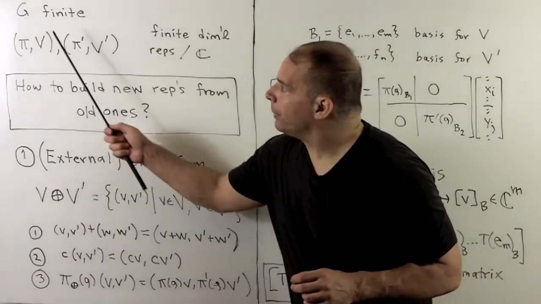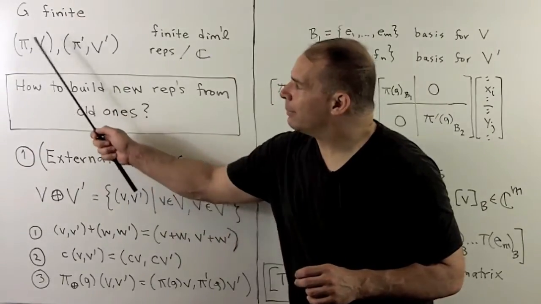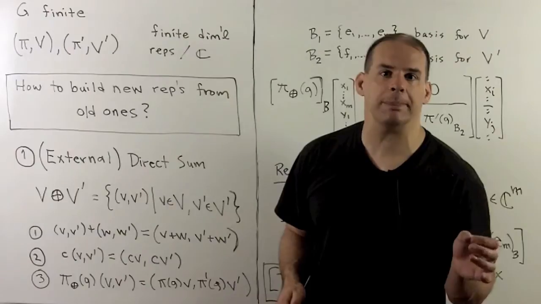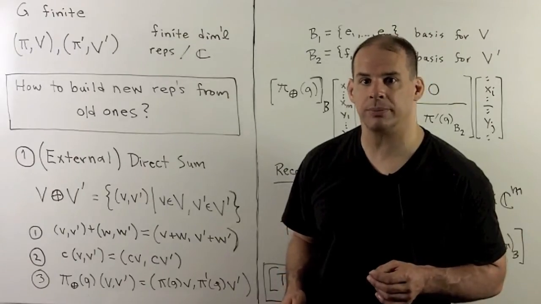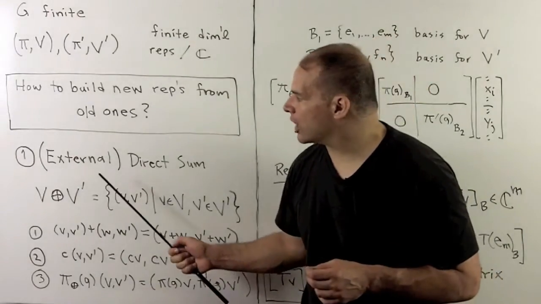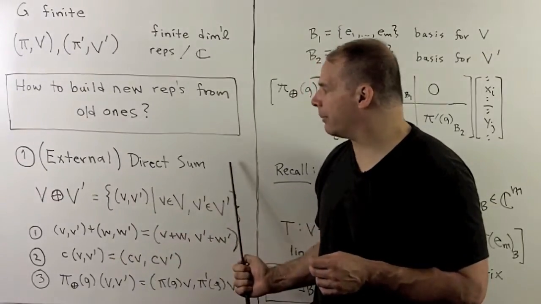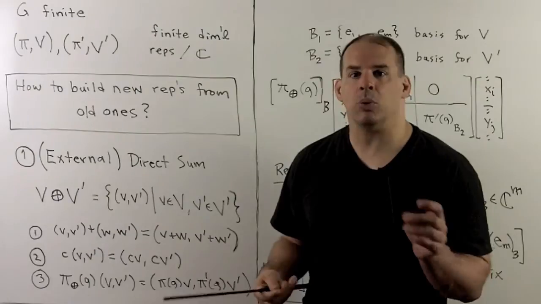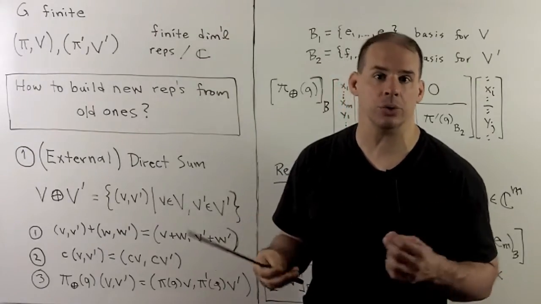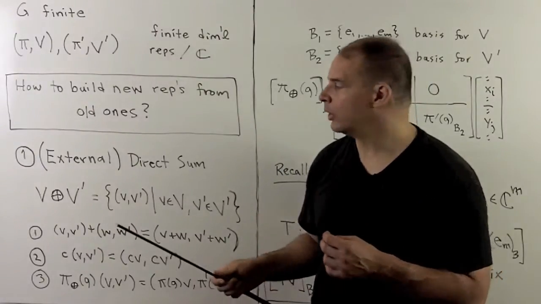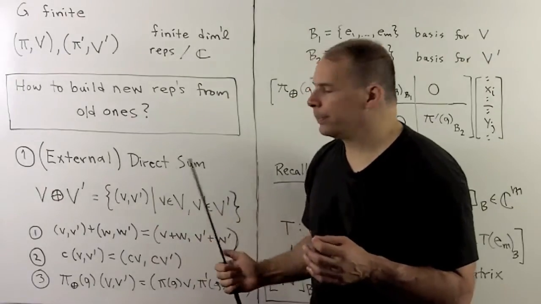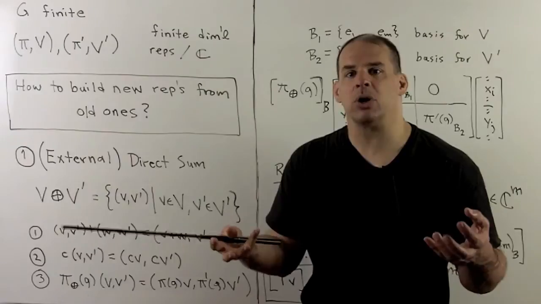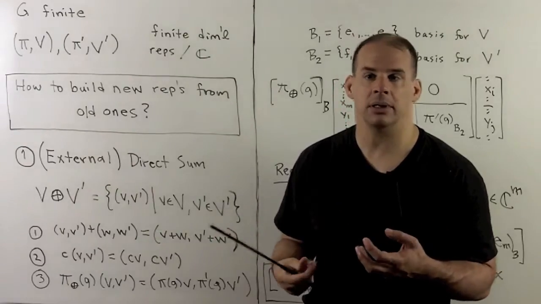Now, recall, we have G a finite group. π V and π′ V′ are going to be finite dimensional representations of G over the complex numbers. For our first construction, we have external direct sum. Now, we've already seen internal direct sum when we've decomposed examples into irreducibles. For external direct sum, we work in the other direction. We'll start with known representations, and then we glue them together using sum.